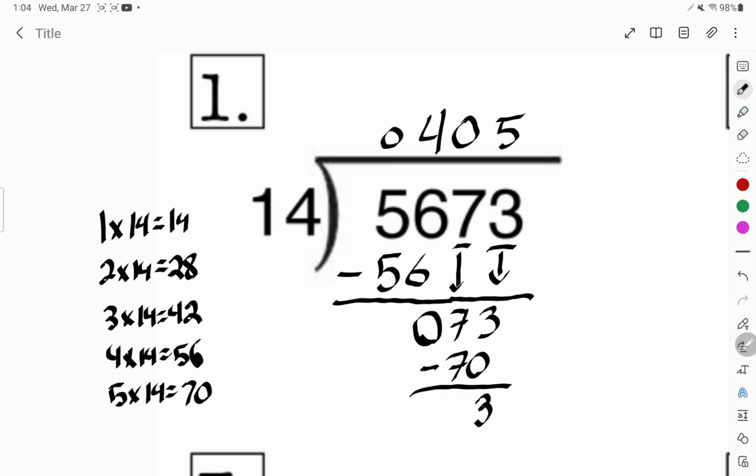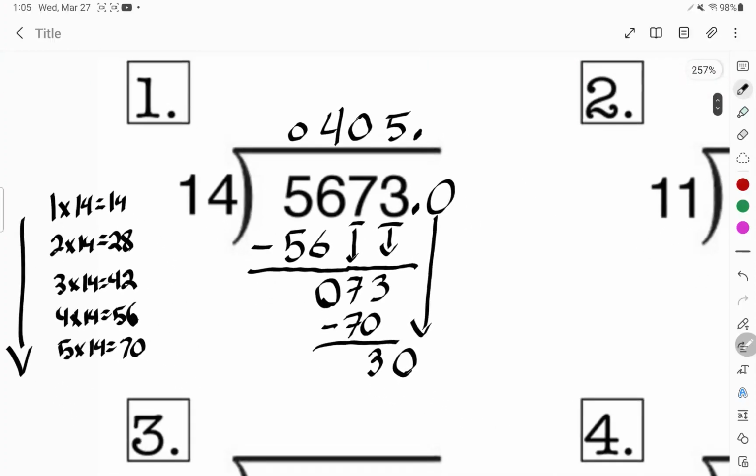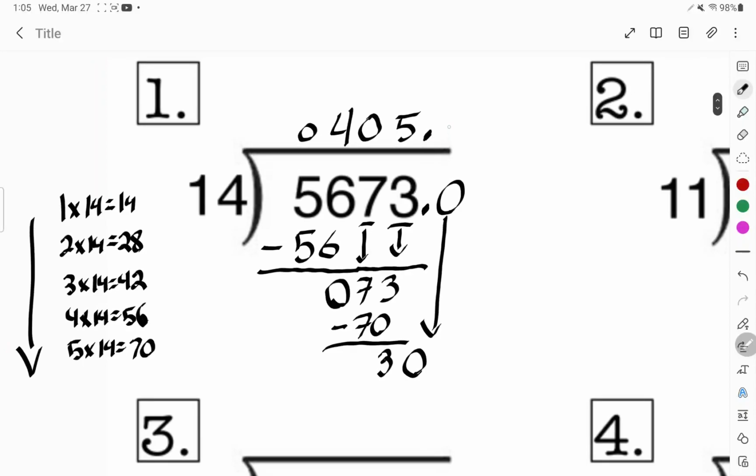Now, due to the fact that I don't have a remainder of 0, I'm going to keep going. So I'm going to put a little dot right here, because we're going to start dealing with decimals at this point. And I'm going to just keep going. So I'm going to put a 0, and bring it down. So now I have 30. Now, we're going to be using the multiplication table that we already did to help us out. So how many 14s can I fit into 30? Well, I'm looking at my table, and I can see that only 2. And that's going to be 28. And so 30 minus 28 is going to be 2.